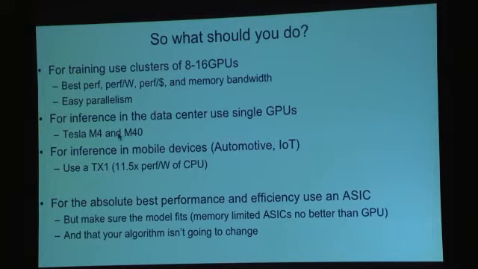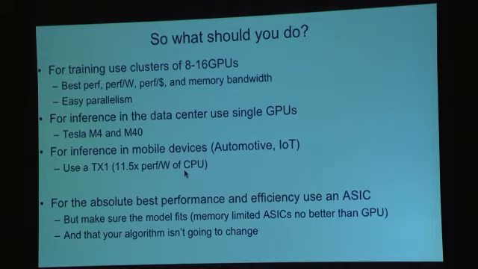If you're building a self-driving car or you want your toaster to be smarter, I can't quite understand how my toaster can be smarter than it already is. But if you basically want to put inference in mobile devices, what you really want is a Tegra SoC. It's 11.5 times the perf per watt of a CPU. It's kind of the right form factor for Internet of Things and for automotive.